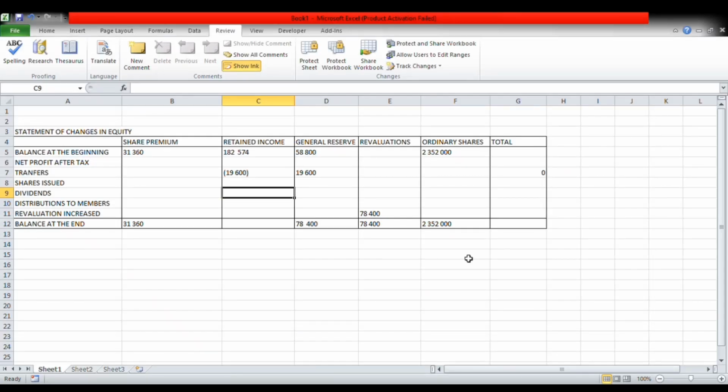So the dividends, we are going to indicate inside the brackets, 11,600. So we close off the brackets. Now we're going to determine the total for retained income at the end of the financial year, which means you're going to take this amount of 182,574. You less, I forgot one item, the net profit after tax. So let's deal with the net profit after tax.